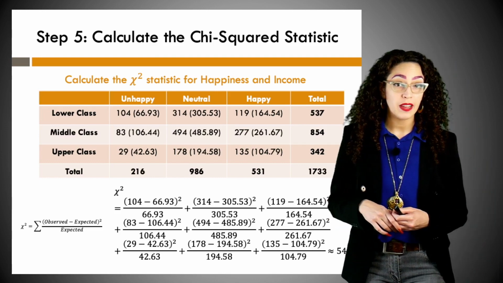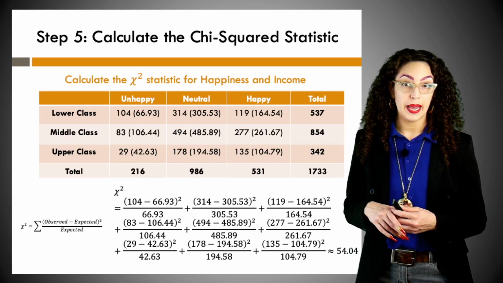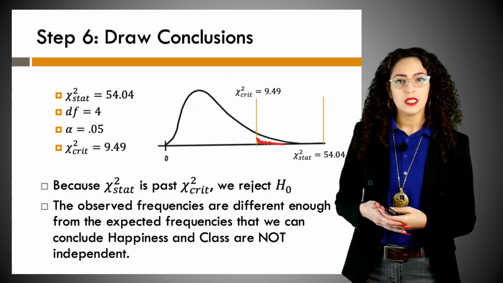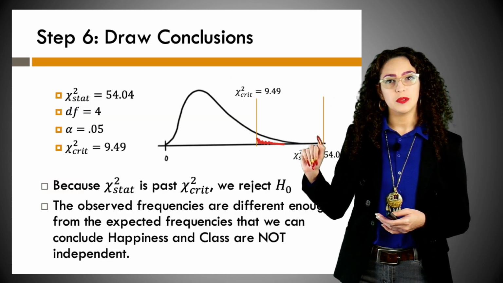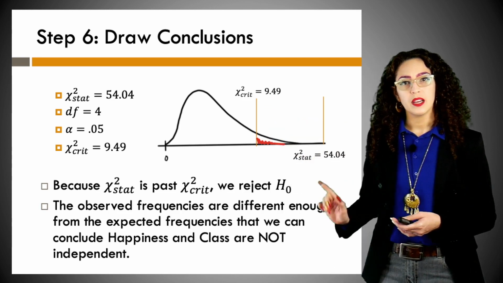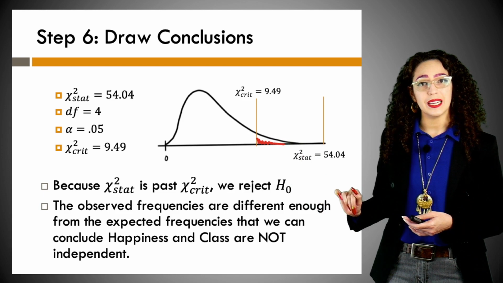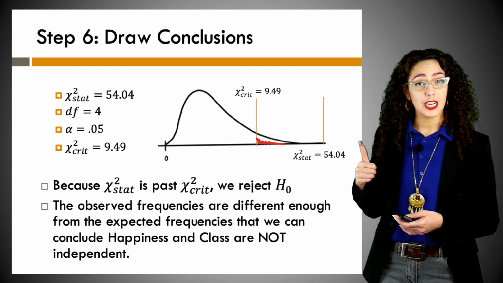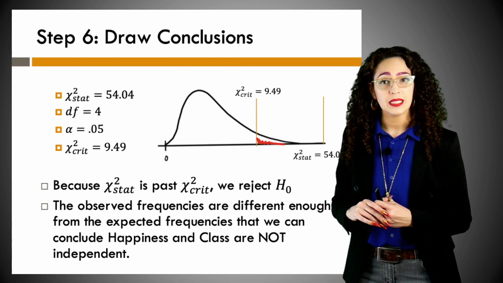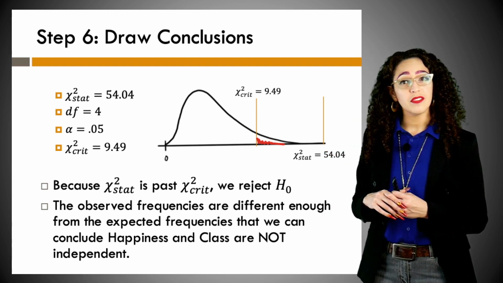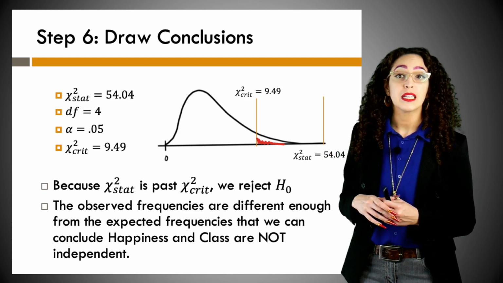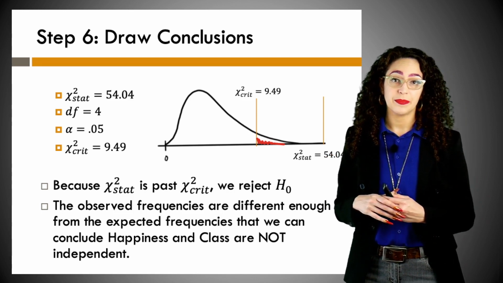And what was our critical value? It was definitely less than that. So what is going to be our conclusion? So let's draw our conclusions. We have our curve here, our chi-squared distribution. We have our critical chi-squared value of 9.49. We have our chi-squared statistic, 54.04, looking good. That means that we get to reject the null hypothesis. The observed frequencies are different enough from the expected frequencies that we can conclude happiness and income class are not independent.